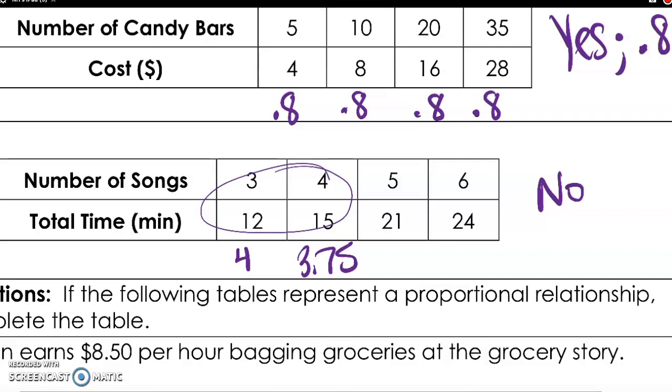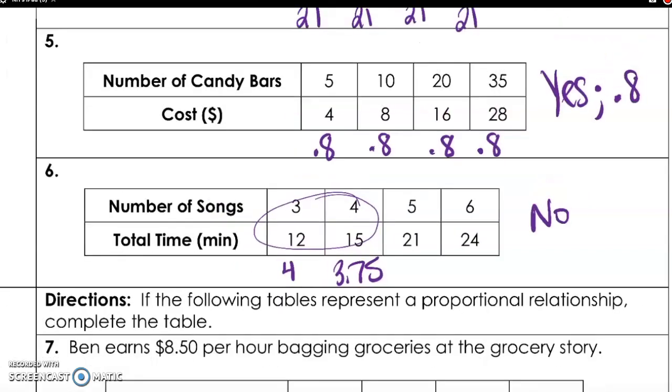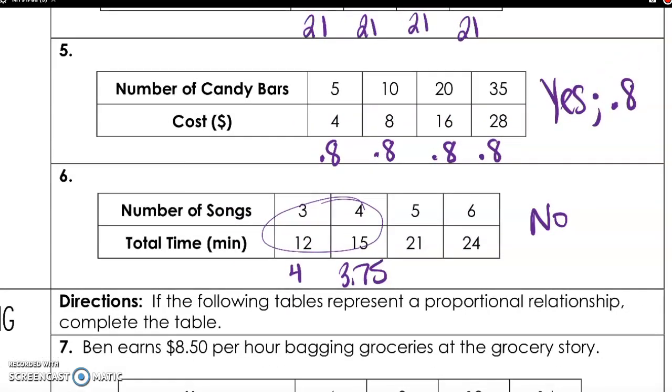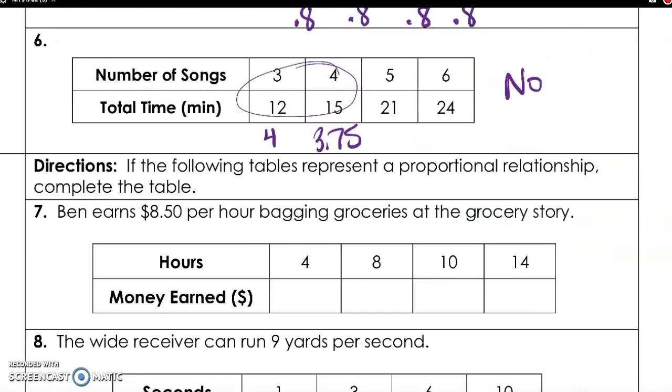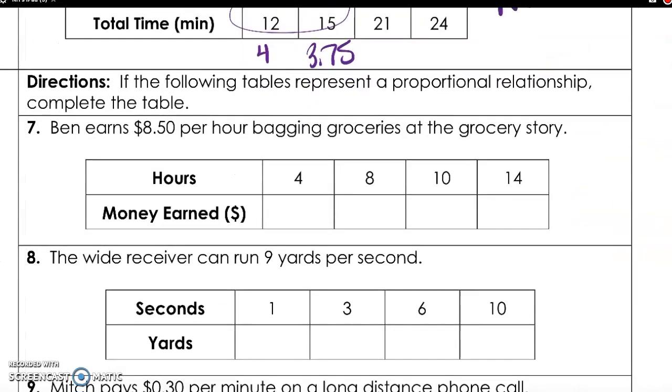All right, so to check whether or not they're proportional, you just divide them. Make sure you divide them in the correct order. And then if they don't match, your answer is no. If they do match, you're going to say yes, and then put that number, the rate that you get when you divide. Now, this is telling you this is a proportional relationship, so you're just going to fill out the table.